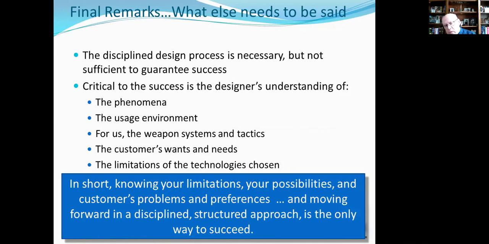In our world, the phenomena were microwave signals that have to get into a missile's processing system, the usage environment. For us, the weapon system and the tactics, the customer wants and needs, and more important, the limitations of the technologies chosen, right? In short, knowing your limitations and your possibilities and your customers' problems and preferences and moving forward in a disciplined structured approach is the only way. It's the only way to succeed.